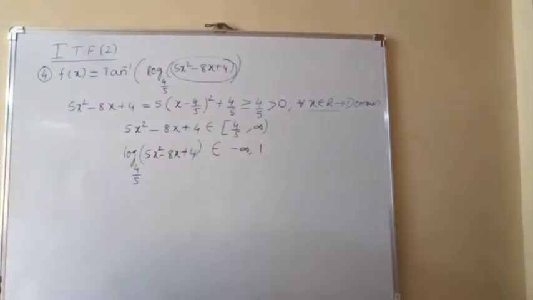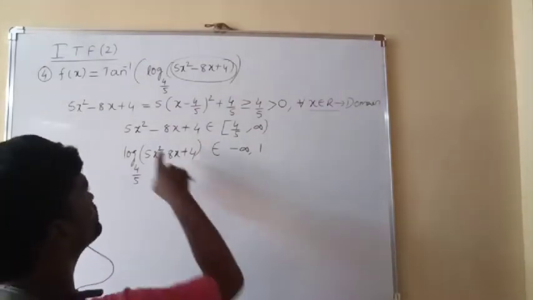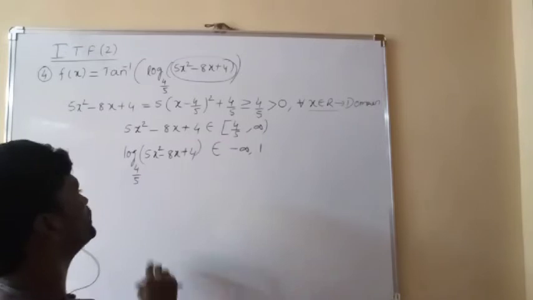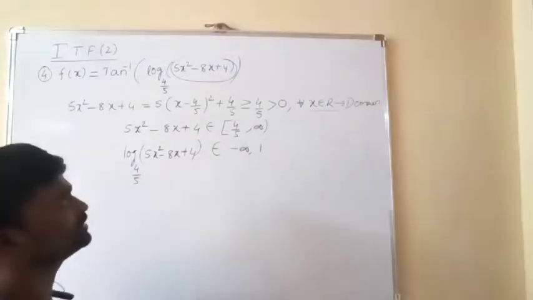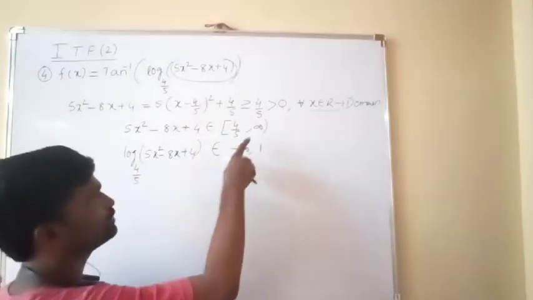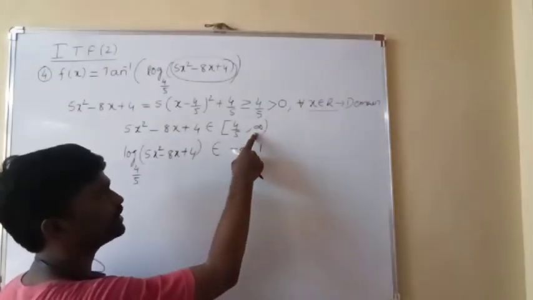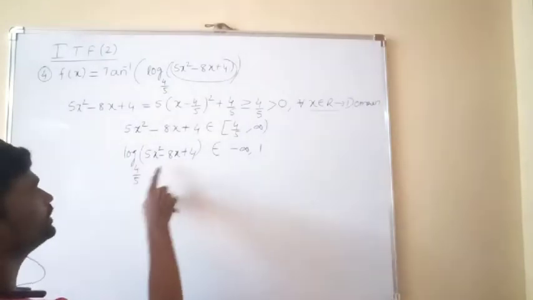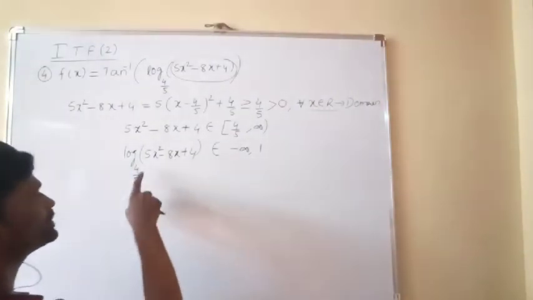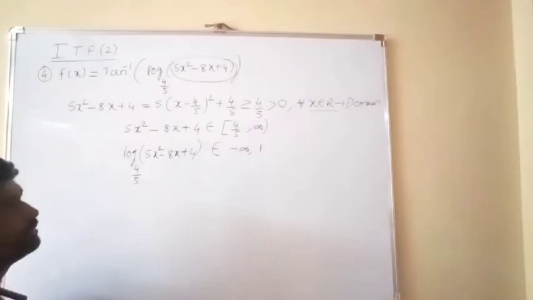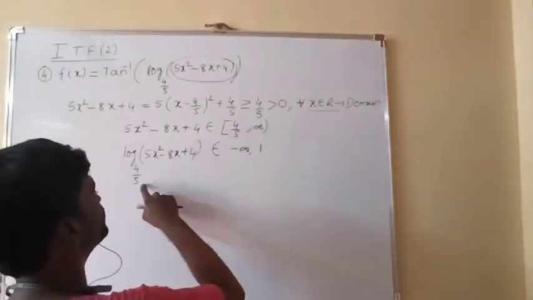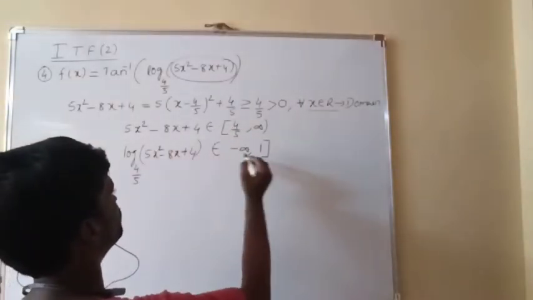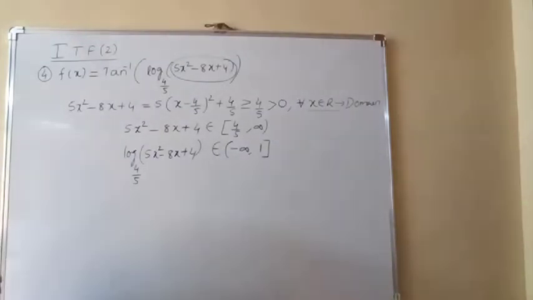Because log of this function with base 4 by 5 is a decreasing function. So obviously, as the range of this function is 4 by 5 comma infinity, you will get minimum value at infinity, maximum value at 4 by 5. So log of tending to infinity base 4 by 5 is minus infinity, because the base is less than 1. Next, log of 4 by 5 with base 4 by 5 is 1. So maximum value 1, minimum value tending to minus infinity. So that is the range of log of this function.